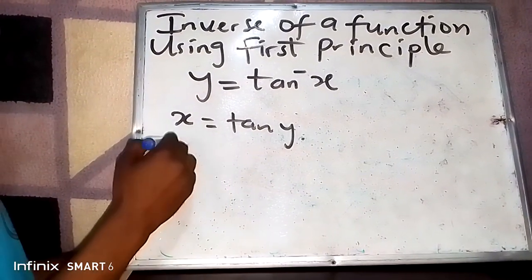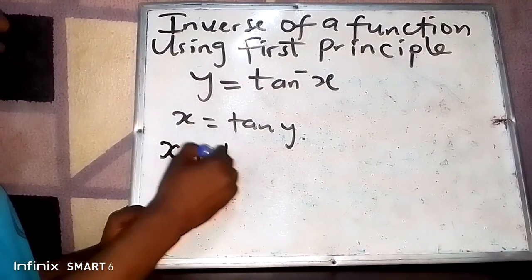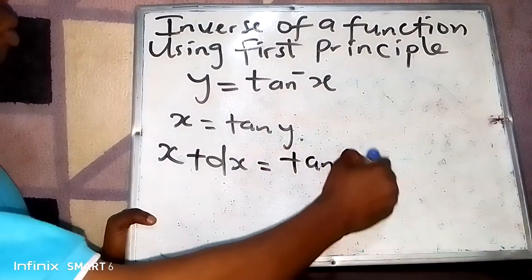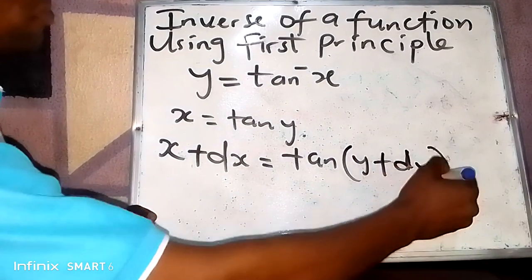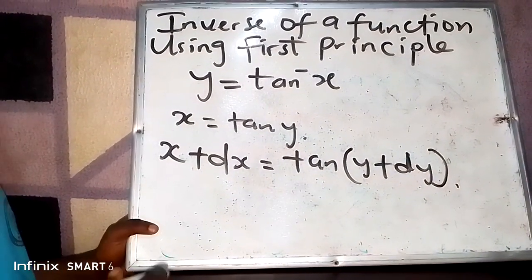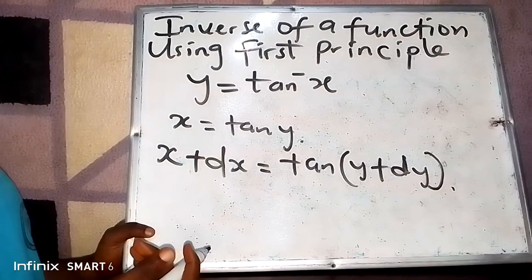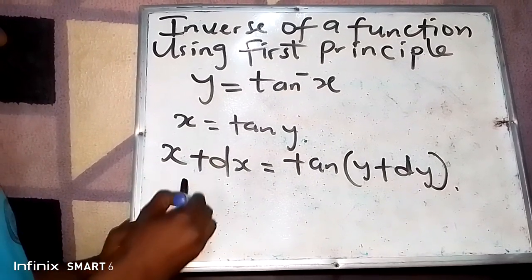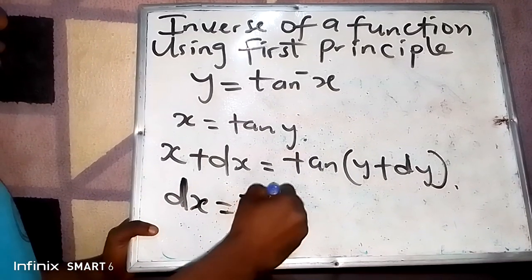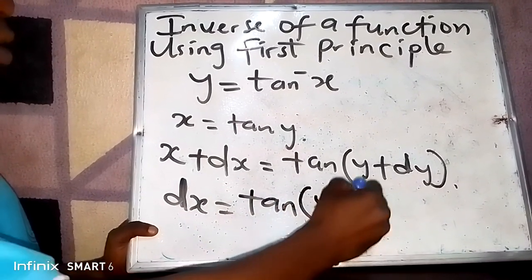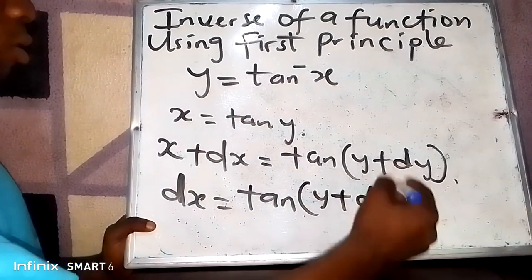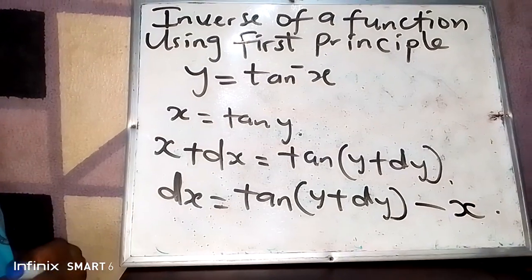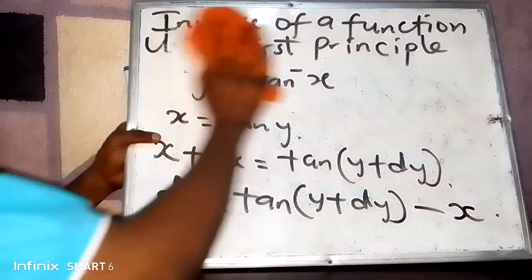You know that our first method is changing x to x plus dx equals tan of y plus dy. So the next step is that we make dx the subject of formula. So dx equals tan open bracket y plus dy, minus x. We are making dx the subject of formula.